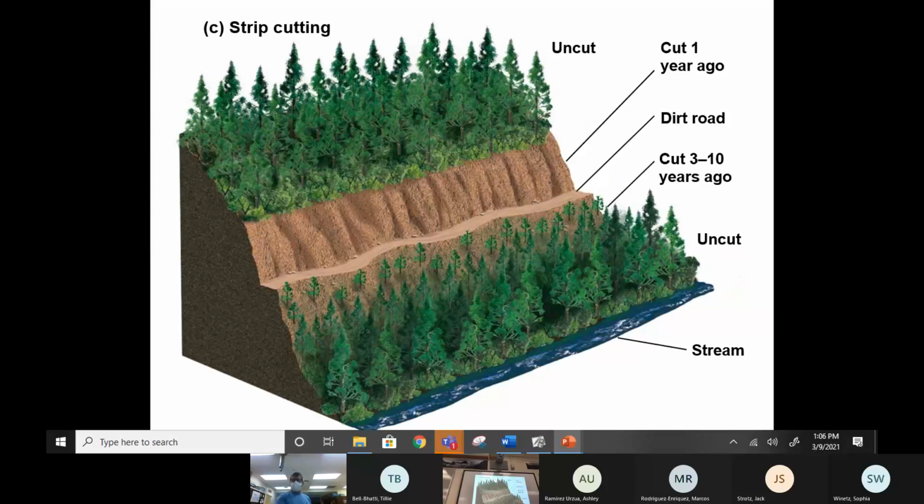Clear cut and strip cut. Oh, and it looks like they're kind of doing a cycle here. This was cut between 3 and 10 years ago. That was cut just last year. These and this haven't been cut yet, huh? They probably won't cut the part along the stream at all.